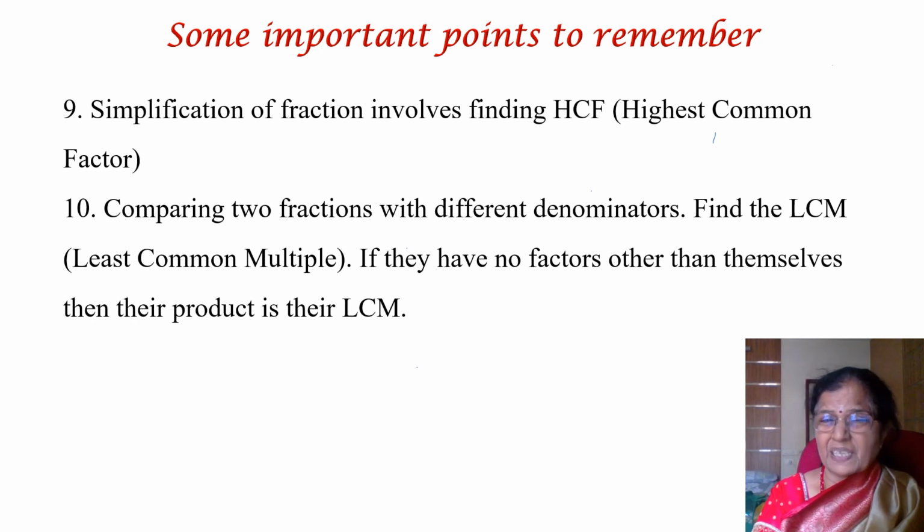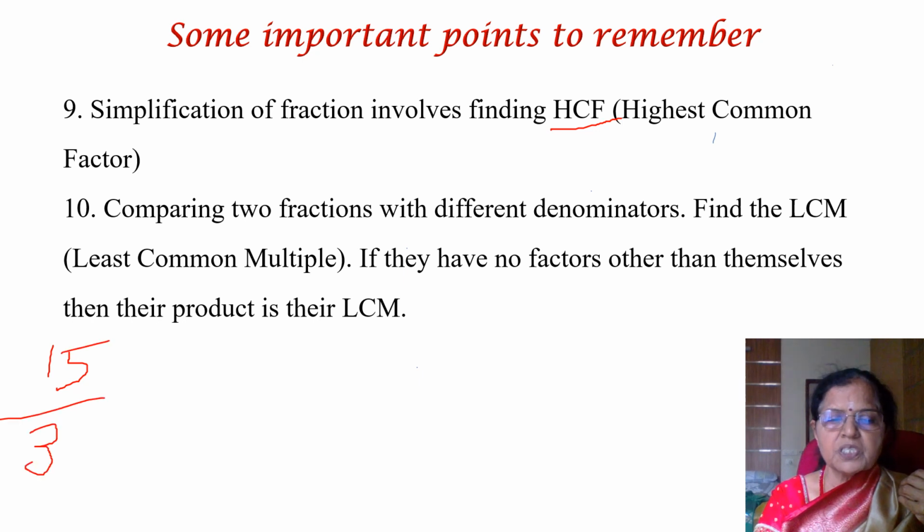Now, the next 9th point is simplification of fraction. That is to find out. Simplification is otherwise to get the equivalent fraction. This involves finding the HCF, the highest common factor. Factor is the number which you are going to divide with. So the highest number is the highest common factor. Suppose, for example, take the fraction 15 by 30. You want to simplify this fraction. See, by practice we know both are divisible by 5, isn't it? Just looking at the number itself, we can say both are divisible by 5.